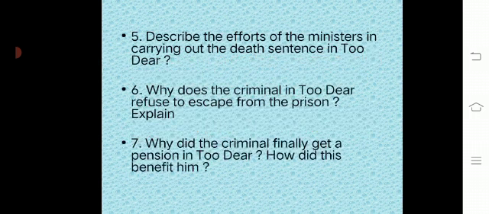Question number 6. Why does the criminal in Unit 2 refuse to escape from the prison? Explain. Read the lesson carefully. You will get all the points.